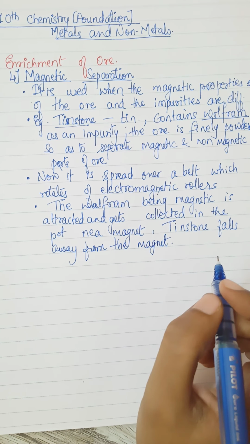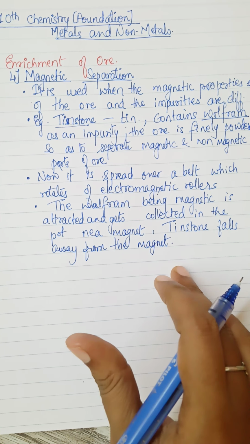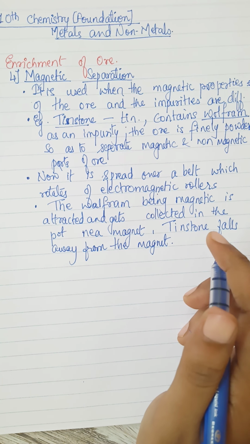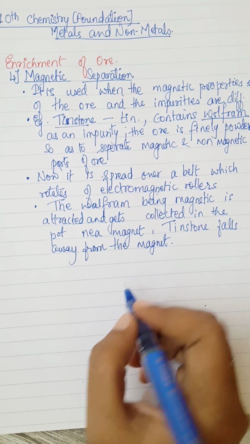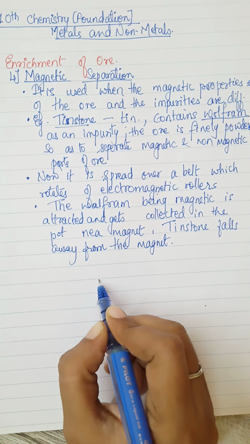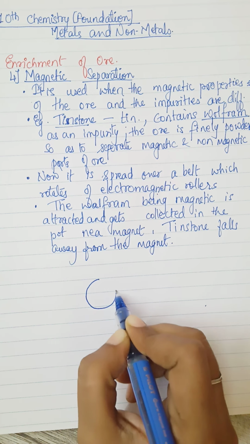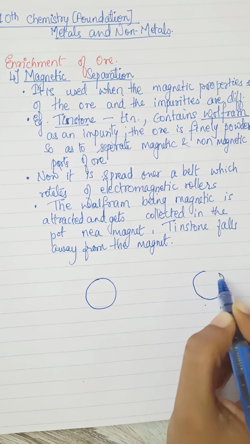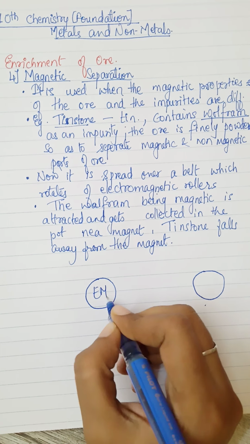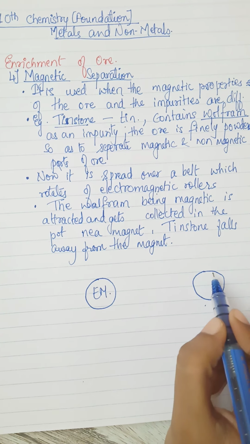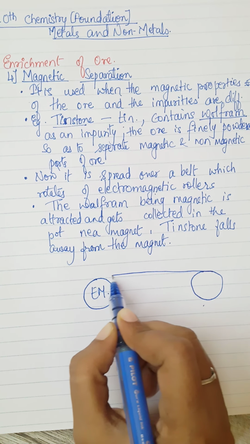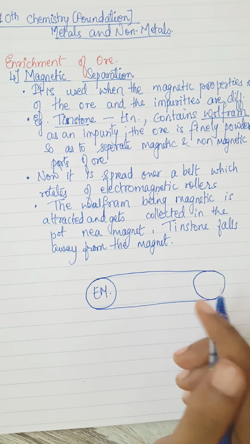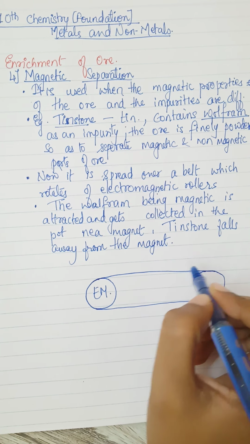ठीक है, so this is what is exactly happening in the magnetic separation. So we'll draw the diagram along with it. See, so basically we are taking a roller, an electromagnetic roller. ठीक है, so this is an electromagnetic roller. ठीक है, and the conveyor belt is tied up here. ठीक है, and it will rotate on this only. ठीक है, so this is an electromagnetic roller.